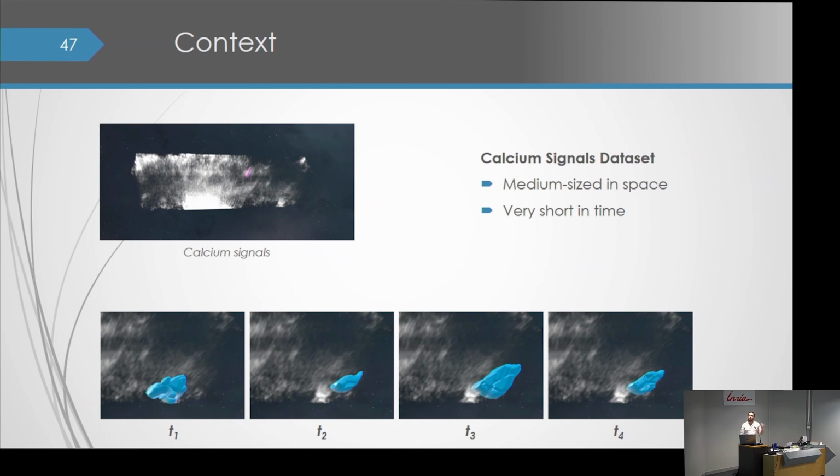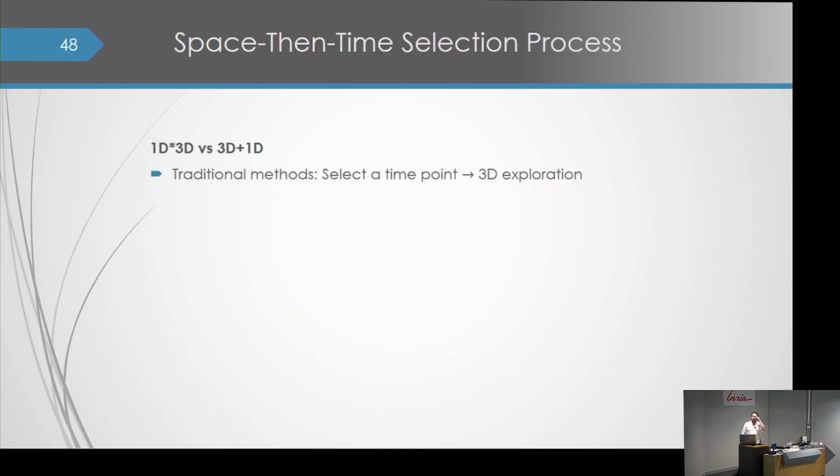So we tried to propose a process that could help to select these particular types of objects that could be really short in time. Traditional methods would rely on the selection of one particular time point and the exploration of a 3D space, doing a 3D exploration at each of those time points. What we propose is to have a space then time process, which basically is based on only one 3D exploration, followed by one disambiguation in time.